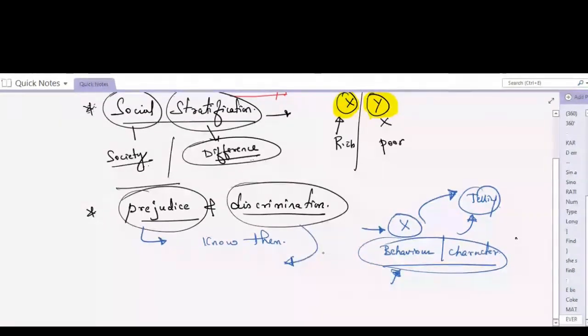Next, take down: when we express something about someone and describe about him, having the feeling of prejudice in action is called discrimination.